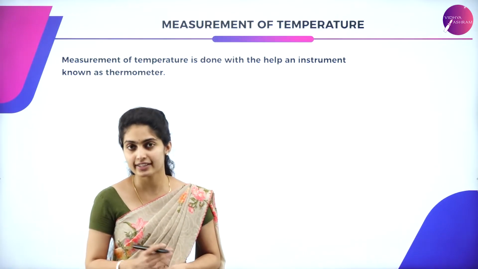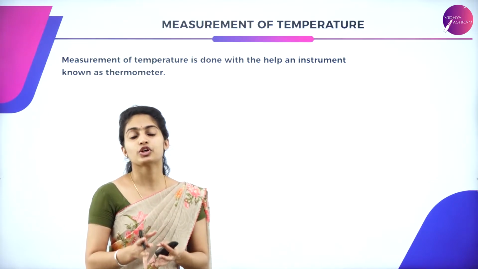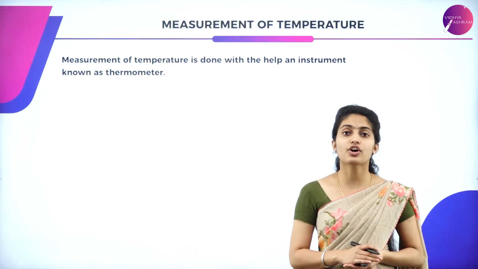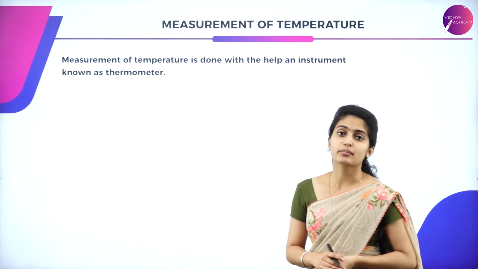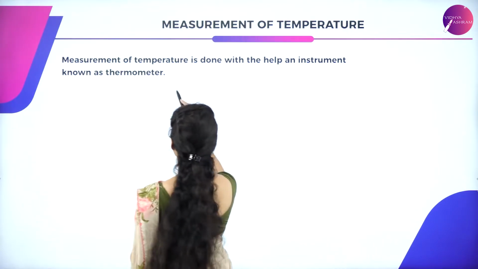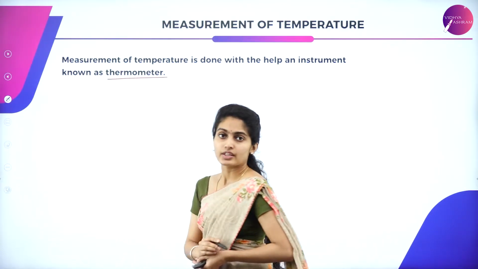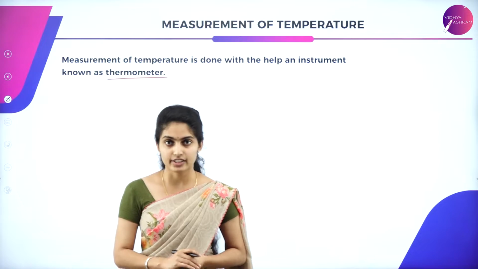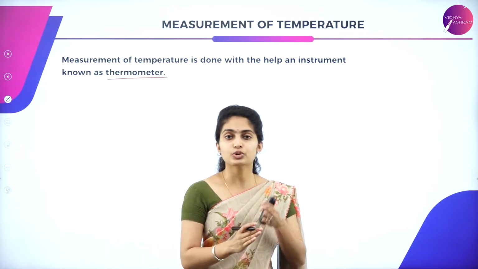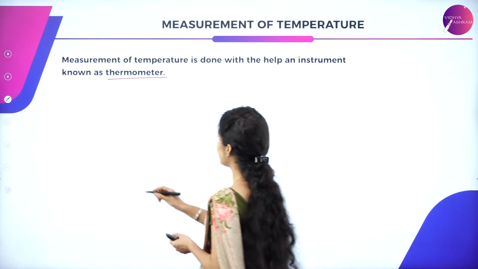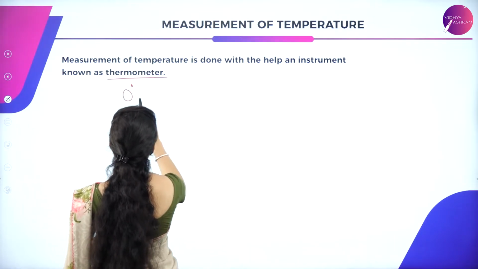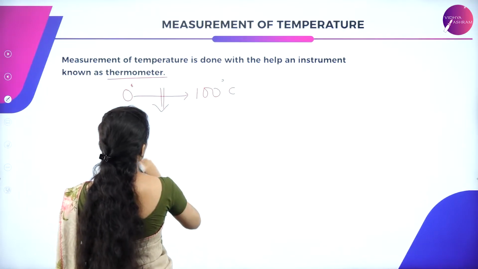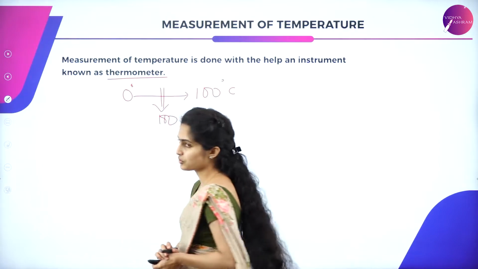In the last session, we had discussed, what is used in order to measure the temperature? The instrument which is used in order to measure the temperature is nothing but the thermometer. Here we calculate either in degree Celsius or in Kelvin. In degree Celsius you have 0 to 100 degrees Celsius, wherein the melting point starts from 0 degrees and the boiling point reaches up to 100 degrees Celsius. So how many equal divisions are there? There are 100 equal divisions over here.